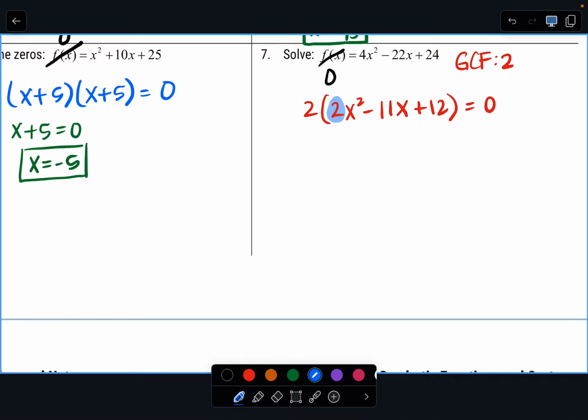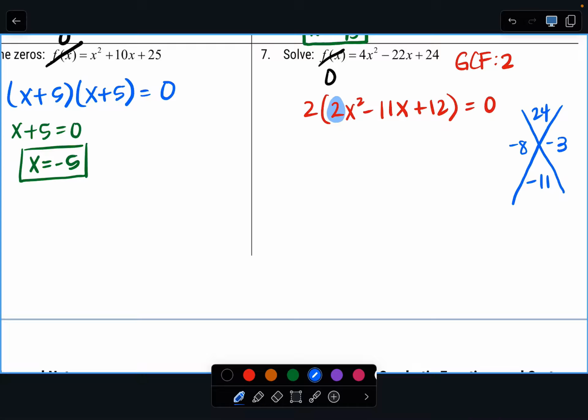So I'm going to multiply 2 times 12, and that's going to give me 24, and I have -11. -8, -3.